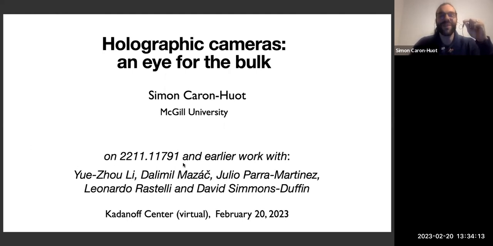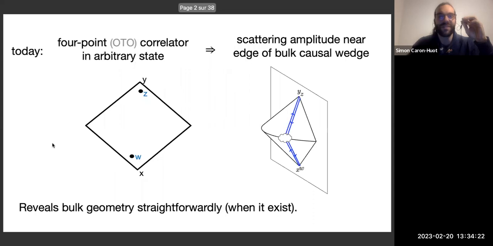So I will be speaking about work from this fall. Maybe before I discuss the motivation more broadly, I can give a kind of executive summary. The objects we'll be looking at are correlation functions of 4 local operators in an arbitrary quantum state of a theory, not necessarily the vacuum.